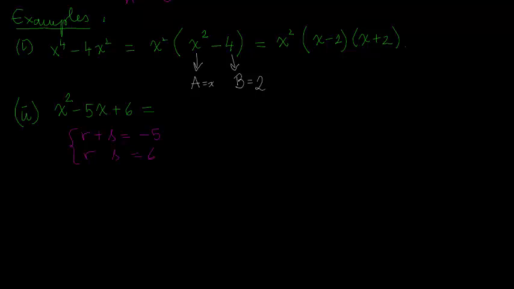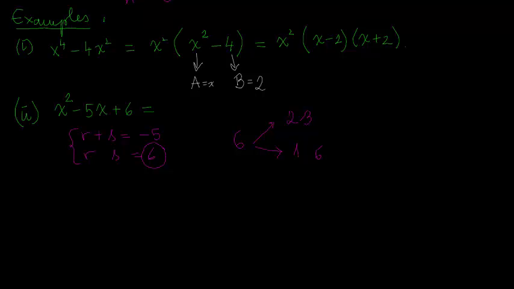Now, given that one of them is negative and the other one is positive, clearly at least one of them will have to be a negative number. So we want to be careful here. You want to start by looking at the 6, and you want to think, what does 6 break into? What 2 integers multiply to give me 6? That could be a 2 times a 3, and there's another option. It could be a 1 times a 6.